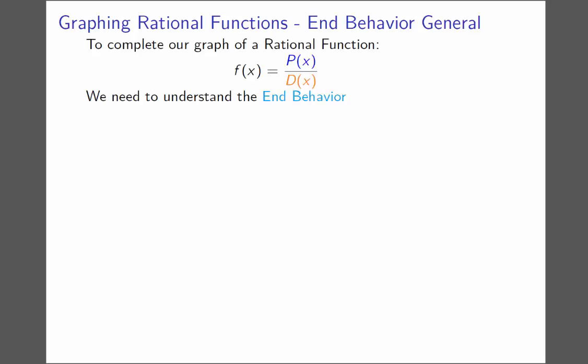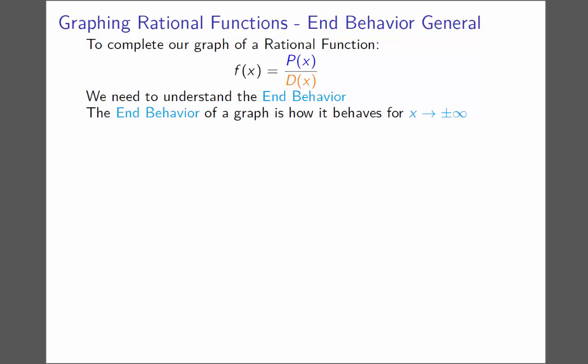To complete our graph of a rational function, f of x equals p of x over d of x, we need to understand the end behavior. Remember, the end behavior of a graph is how it behaves for large values of x, either x going off to the right-hand side of our graph to positive infinity, or x going off the left-hand side of our graph to negative infinity.